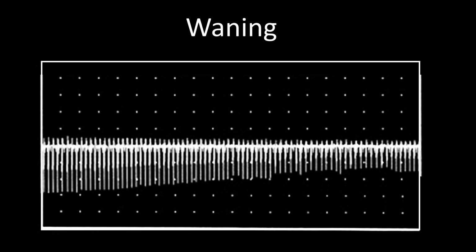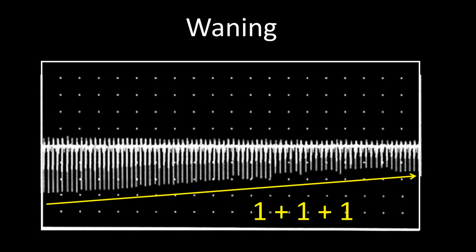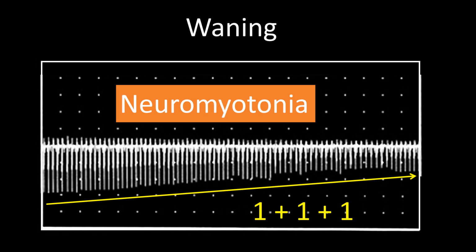The second group is waning potentials. Waning in frequency and amplitude was previously discussed in a prior question of the day. Here we are limiting our discussion to amplitude. In this frame you can see decreasing amplitude as indicated by the yellow arrow. Here the waning activity occurs in a linear fashion. This pattern is characteristic of neuromyotonia.